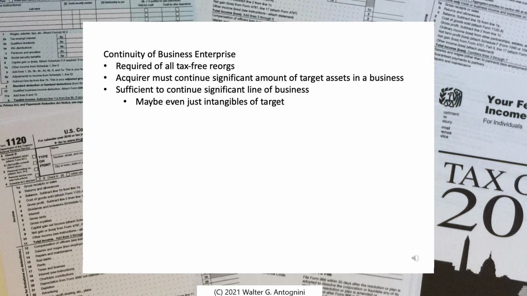All tax-free reorganizations require a continuity of business enterprise. This requires the acquirer to continue the target's business or use a significant amount of the target's assets in a business. It is sufficient if one of the target's significant lines of business continues, or if the acquirer uses a significant portion of the target's business assets in a business, possibly including just intangible assets of the target, such as trademarks and goodwill. For example, it might be sufficient to sell off all the target's hard assets as long as intangibles are retained and used in a business, if these intangibles are considered to be significant.